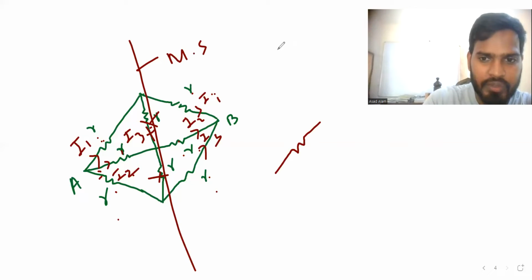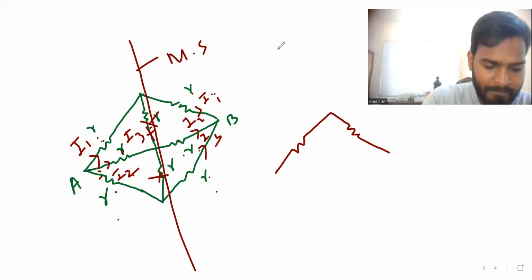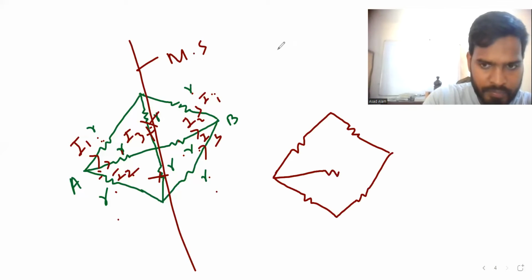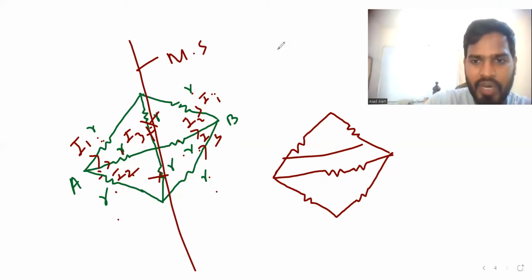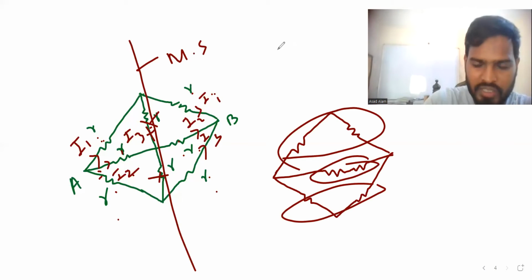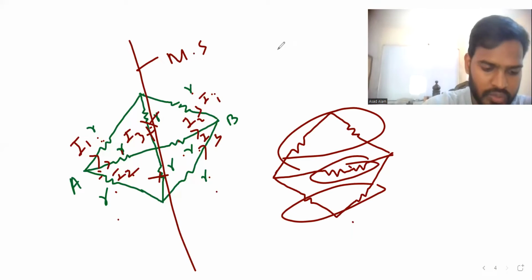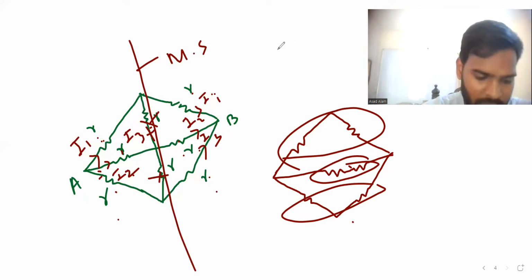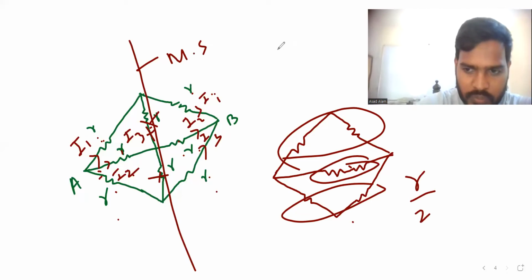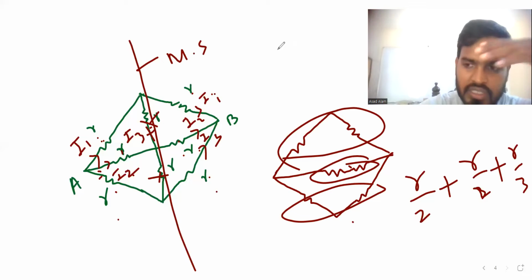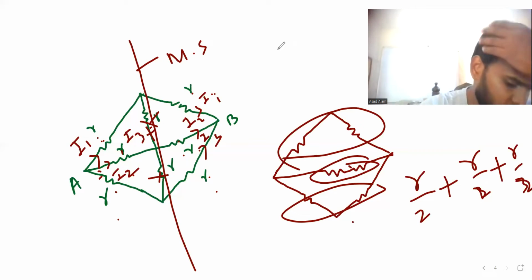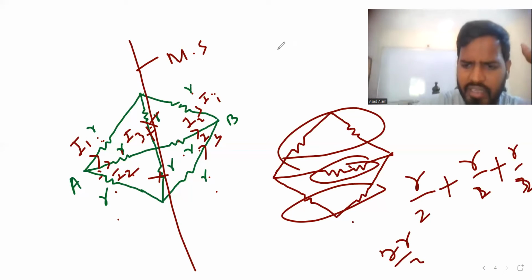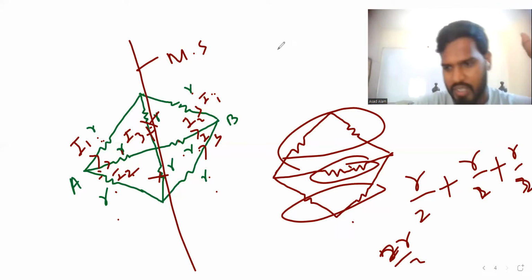So we can do it like this: two resistors are there, right? That's it. Now these two are in series, these two are in series, these two are in series. So R by 2, R by 2, R by 2. How much will it be? R by 2 plus R by 2 plus R by 2. If you solve it, the equivalent resistance R by 3 will come, right? All are in parallel.